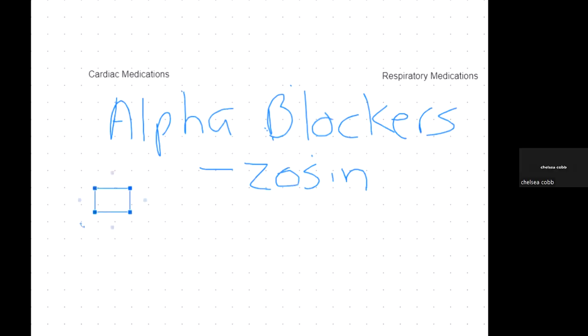It's going to block receptors in the arteries and the smooth muscle. And again, guess what it's going to cause? Vasodilation. Anytime I have vasodilation, what's going to happen to that blood pressure? It's going to drop. That is correct.